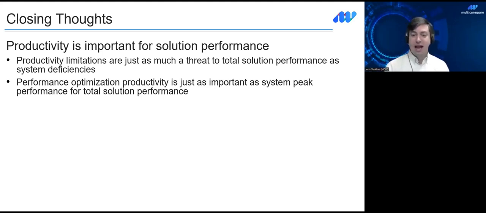The flip side of that, as illustrated by the case studies that we talked about, performance optimization productivity is just as important as system peak performance for total solution performance. Yes, the higher the system peak performance is, the more headroom that you have to be able to reach your performance target. But the productivity that you have and how easy it is to reach some meaningful fraction of that peak performance is a major contributing factor to the total solution performance that you're going to end up with, given limits to how much development effort you will be able to invest in a system.